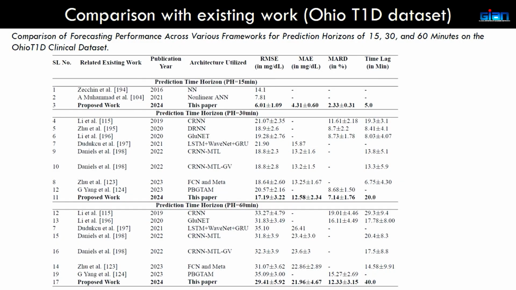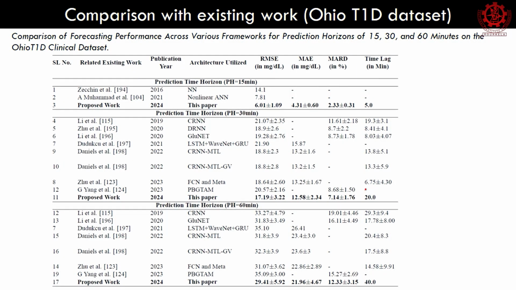Right. So this is the comparison with existing work. So these are all these works. Actually, one more motivation for using this Ohio type 1 diabetes data set is that if I collect local data, then I may not be able to compare my performance with others, but Ohio type 1 diabetes is a standard data set, like you have MNIST or any other image processing data set where people compare.